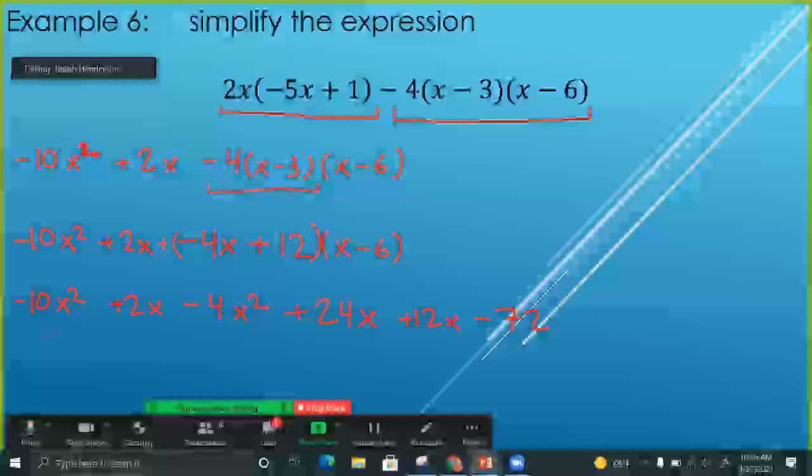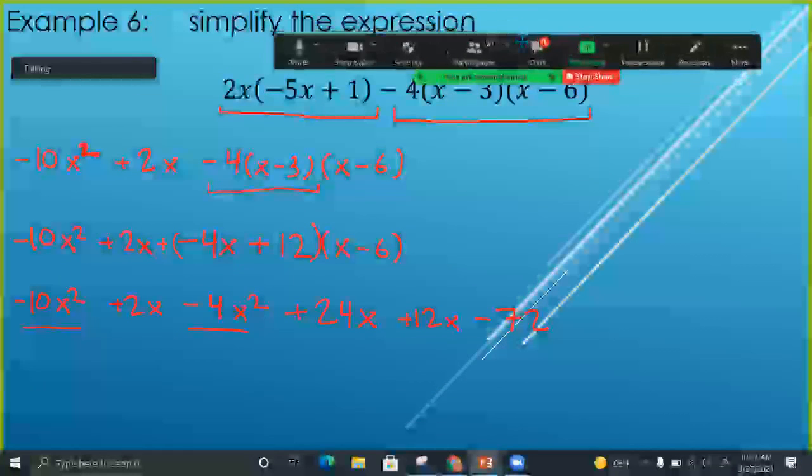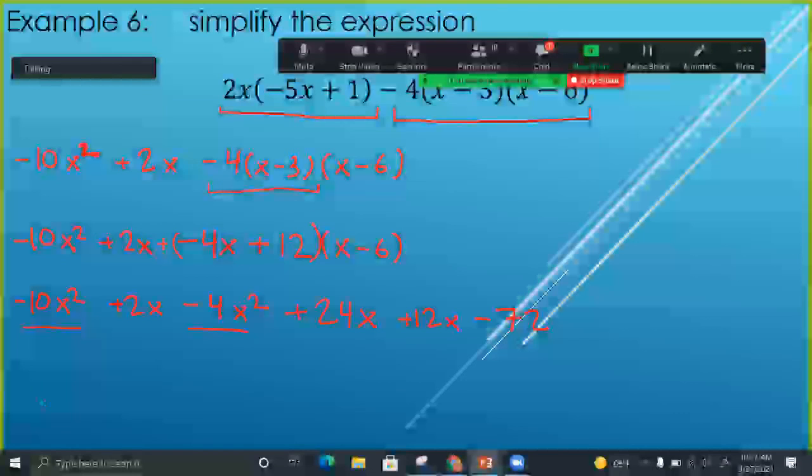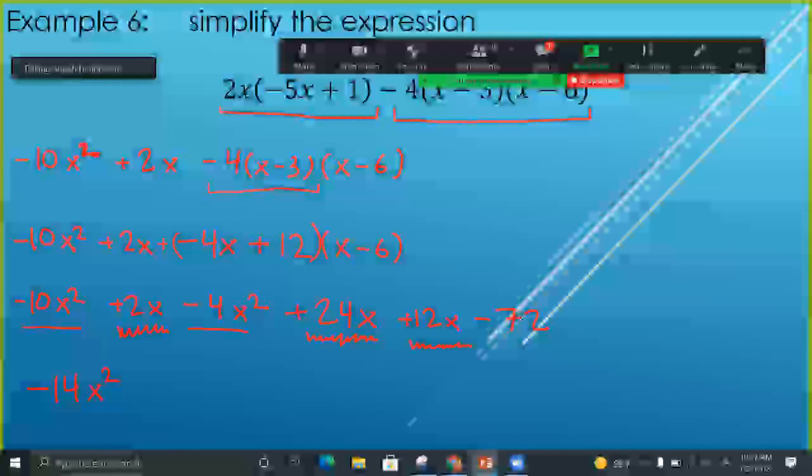Scan for any adding we can do. So negative 10x squared can go with this negative 4. So that'll be minus 14x squared. And then we've got 3 terms this time that have x's. So add those all together. 2 plus 24 plus 12. 38, so plus 38x and then minus 72. And we're finally done.